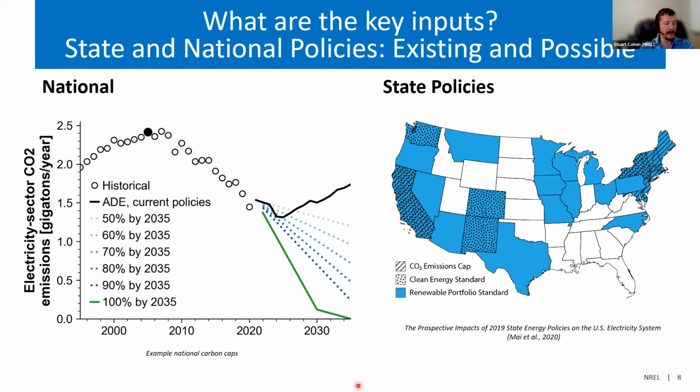Another key characteristic here is obviously the definitions of policies, both what exists and what could exist. This slide is giving the idea that we can look at things at the national level, carbon limitations, renewable or clean energy requirements, but also state level things like the same types of policies at the state level, but also renewable portfolio standards.